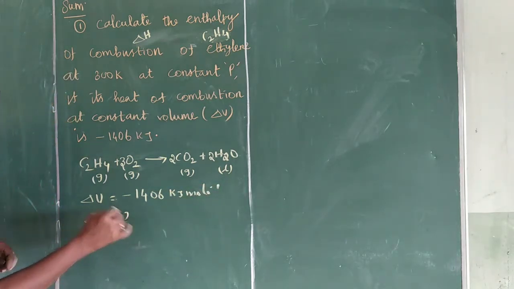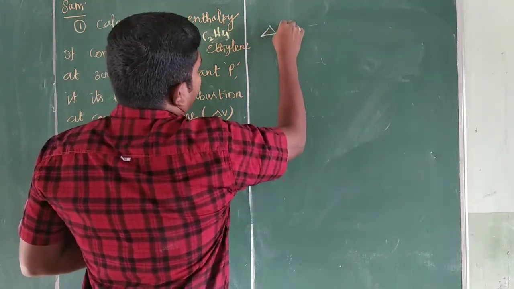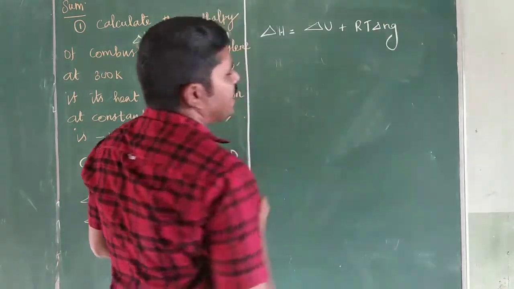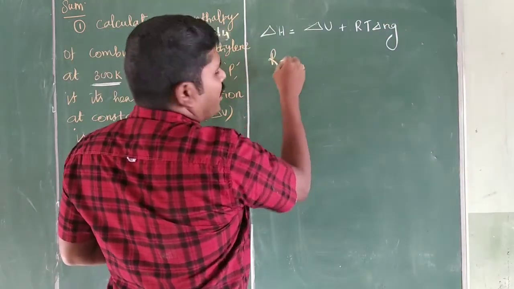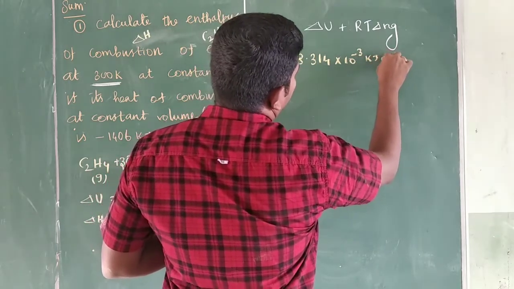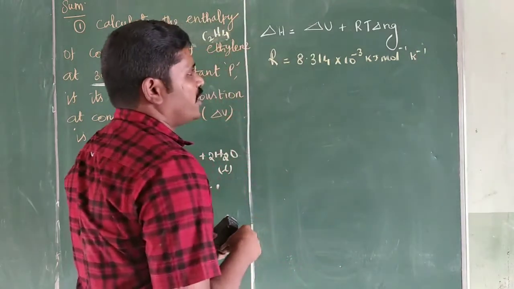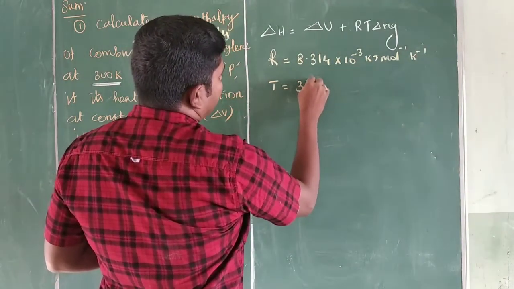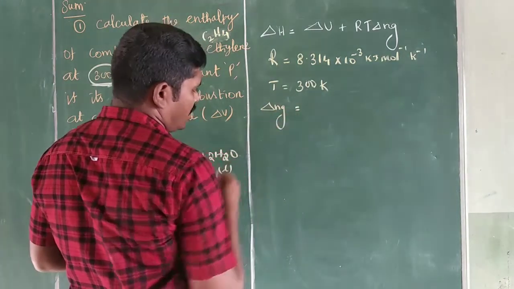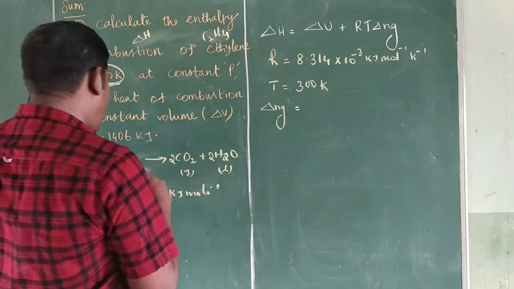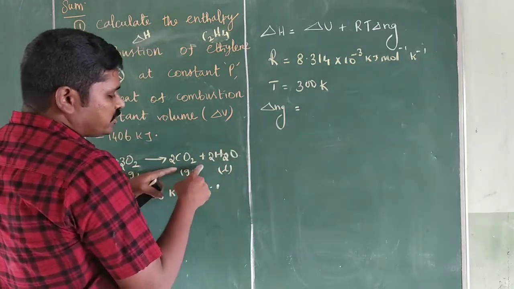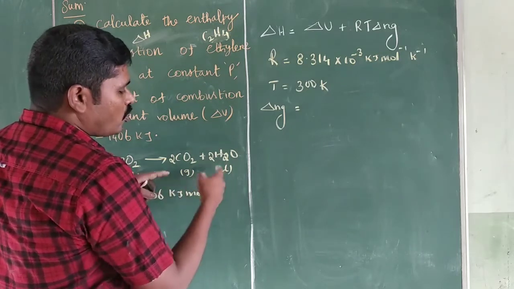Del H is equal to what? Del H is equal to del U plus R T del n_g. R is equal to 8.314 into 10 power minus 3 kilojoule mole inverse Kelvin inverse. T is equal to 300 Kelvin. Del n_g is the total number of moles of gaseous product minus the total number of moles of gaseous reactant. H2O is a liquid, so it is not counted.